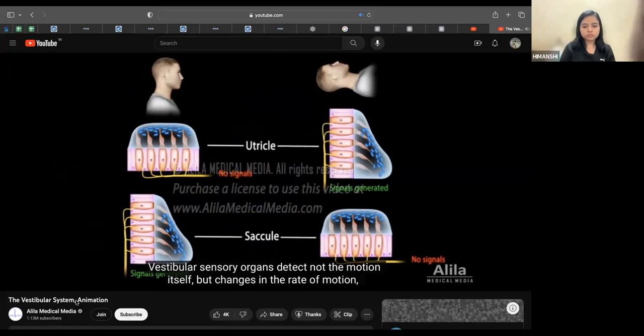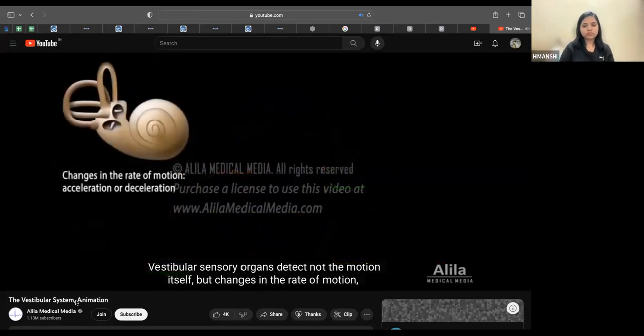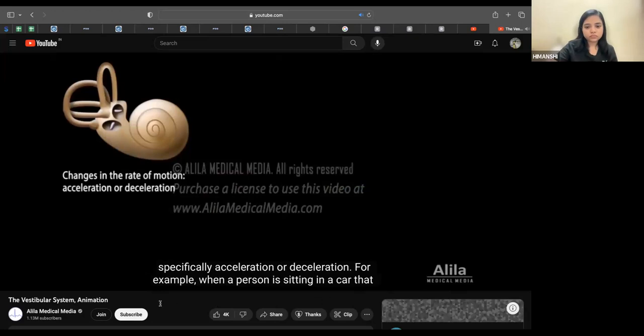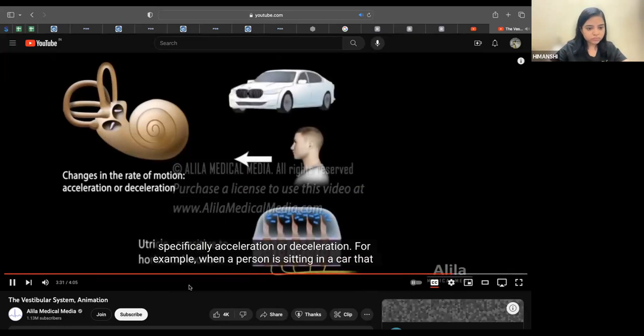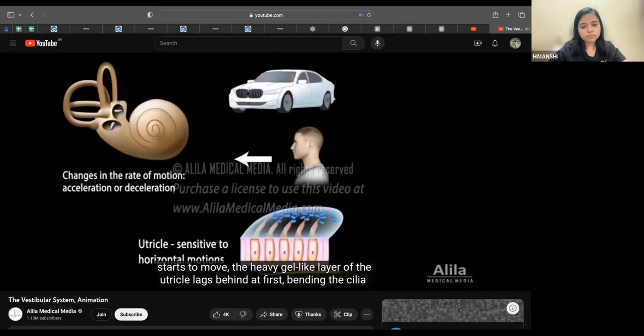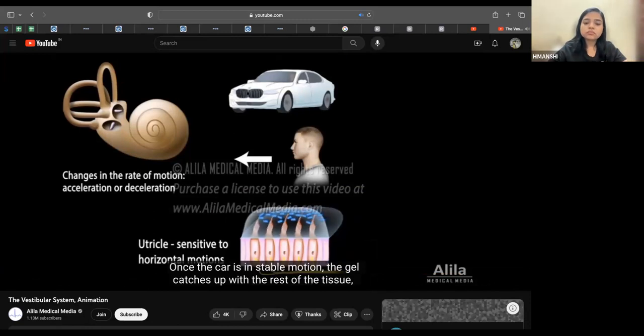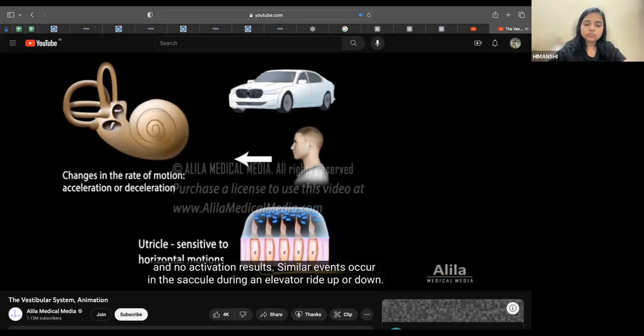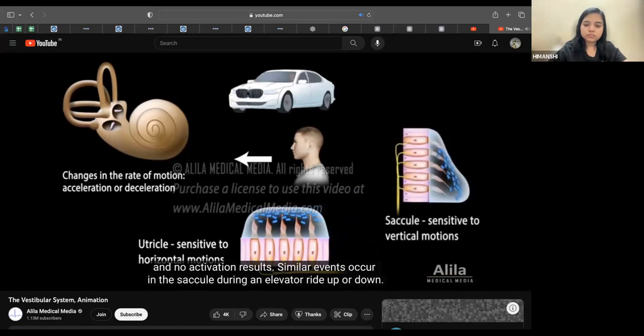Vestibular sensory organs detect not the motion itself, but changes in the rate of motion, specifically acceleration or deceleration. For example, when a person is sitting in a car that starts to move, the heavy gel-like layer of the utricle lags behind at first, bending the cilia back, activating the hair cells. The more sudden the car starts, the greater the stimulation. Once the car is in stable motion, the gel catches up with the rest of the tissue and no activation results. Similar events occur in the saccule during an elevator ride, up or down.